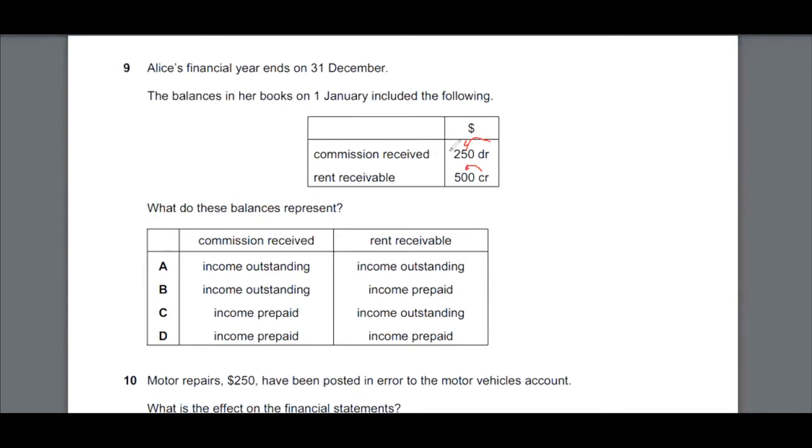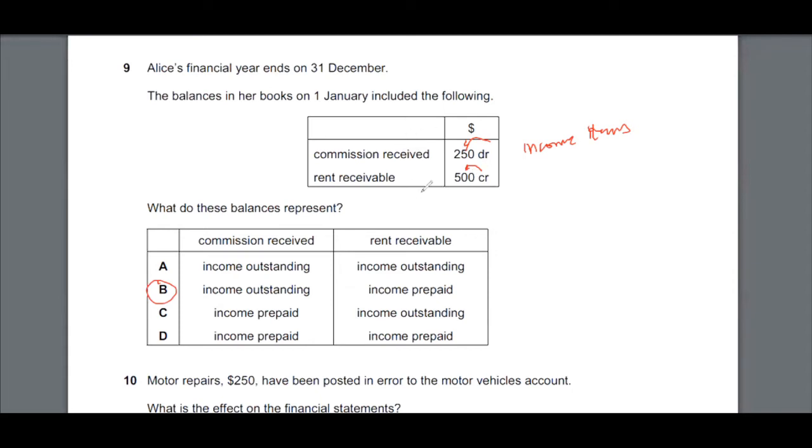All these are basically income items, and when an income item has a debit balance, that means that income is outstanding. And if it has a credit balance, that means that income has been received in advance. In simple terms, it is an advance income. So the answer to multiple choice 9 is actually option B. Not that difficult a question, I would say. You just need to understand what these different balances represent in different accounts.